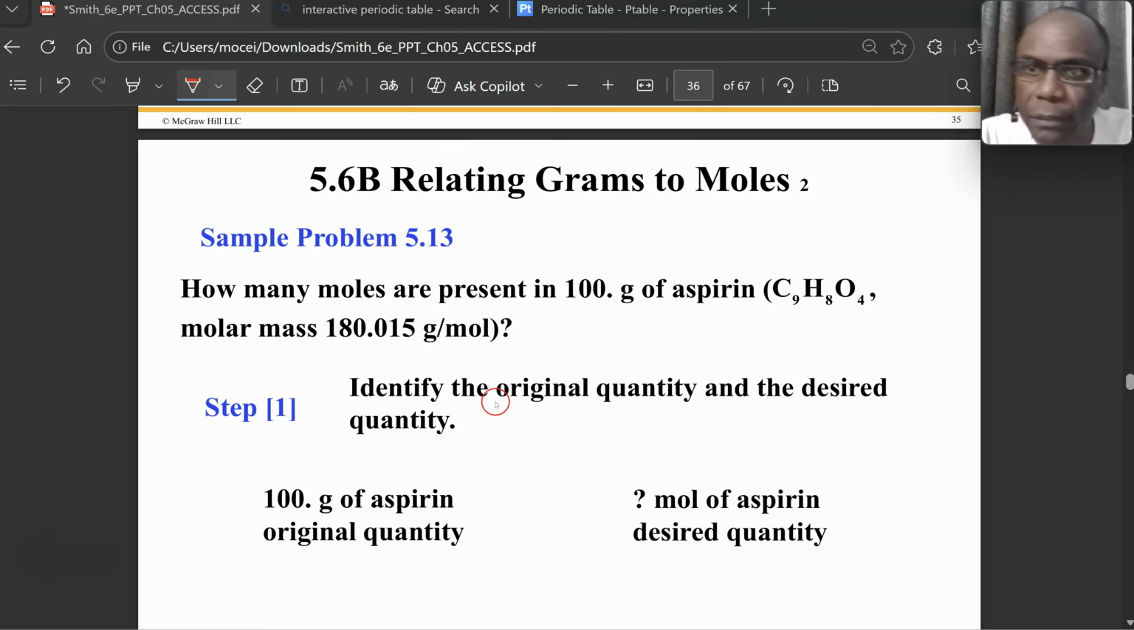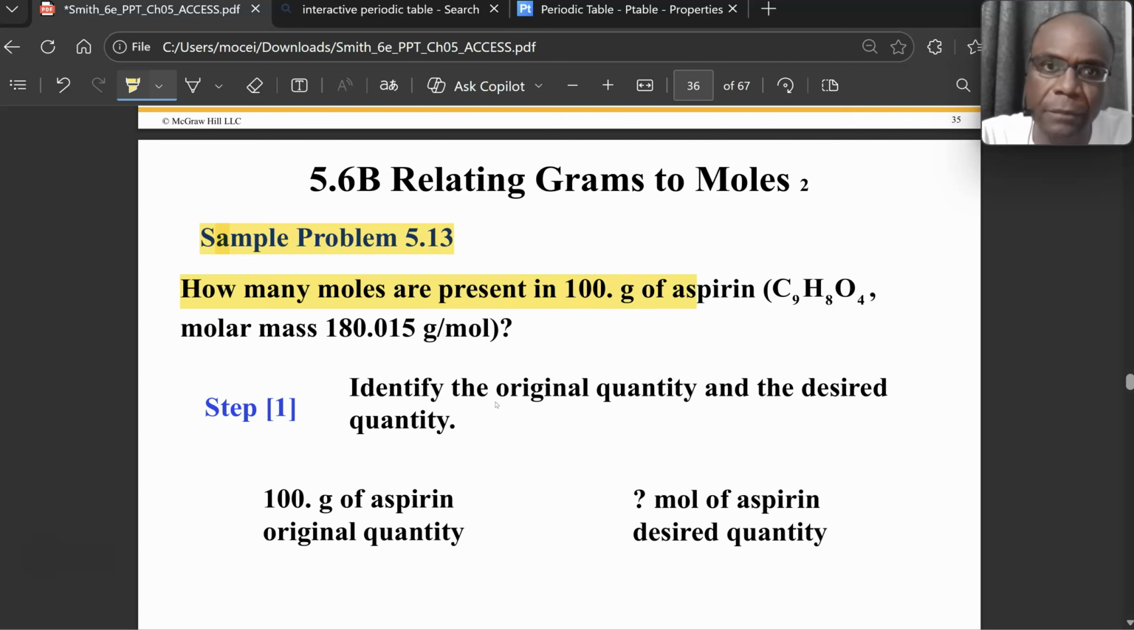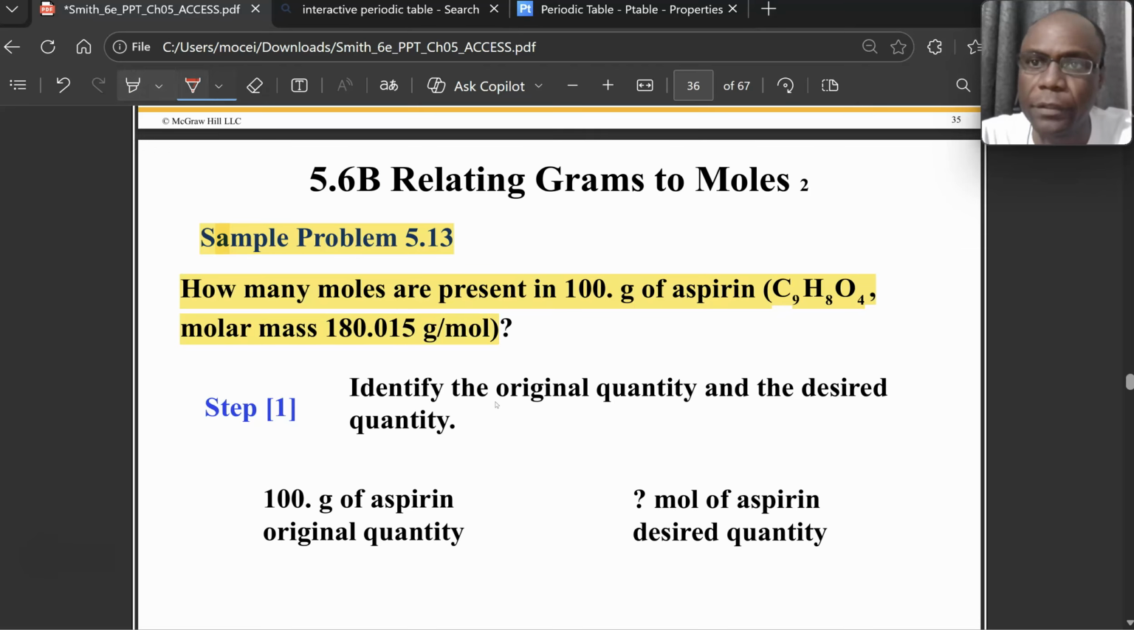Let us work on a sample example relating the formula mass to the moles. The question reads, how many moles are present in 100 grams of aspirin, your painkiller, with the formula C9H8O4? The molar mass of aspirin is given as 180.015 grams per mole. You can see the grams is related to 1 mole. Before, we said the Avogadro's number of particles relates to 1 mole. That is the root and definition of 1 mole.